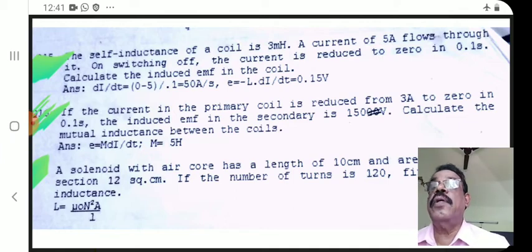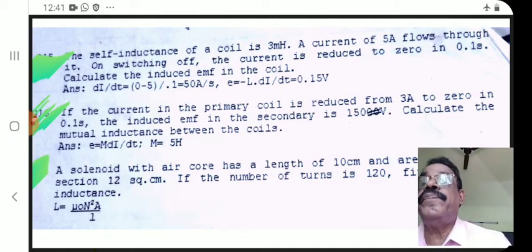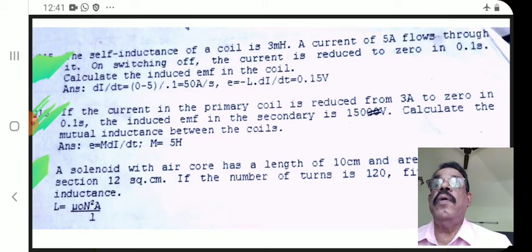So the formula is E is equal to minus L into di by dt. di by dt is the change of current by time. Change of current is 0 to 5, by time 0.1. 5 by 0.1, that is 50. di by dt is 50 ampere per second numerically.